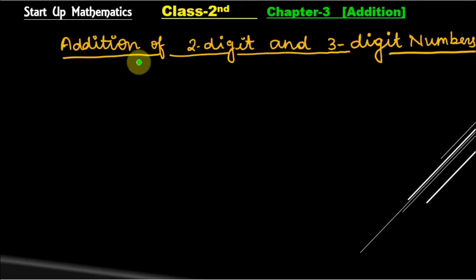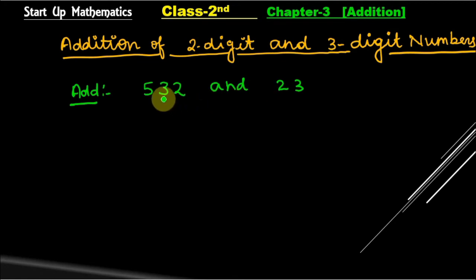Addition of 2-digit and 3-digit numbers. To add a 2-digit number with a 3-digit number, first add the ones, then the tens, and finally keep the hundreds. Let's take an example. Add 532 and 23. So first we will write the larger number on the top.